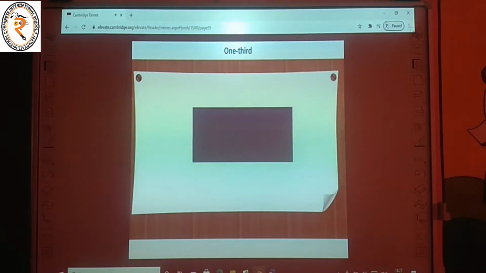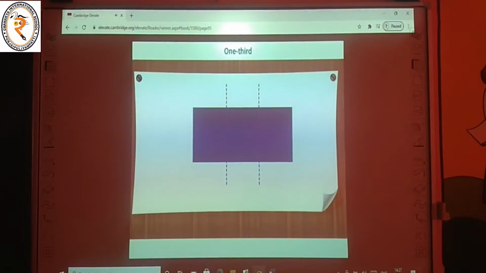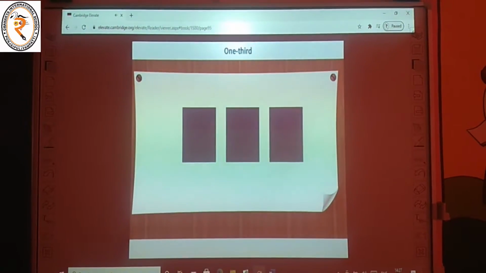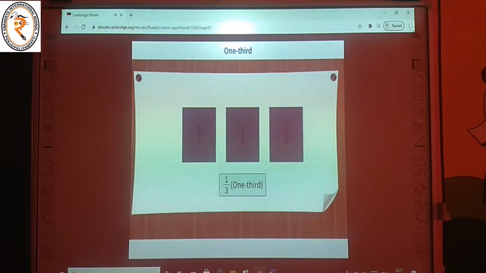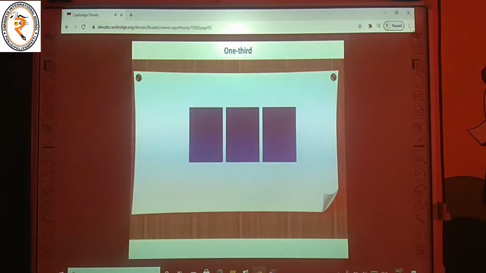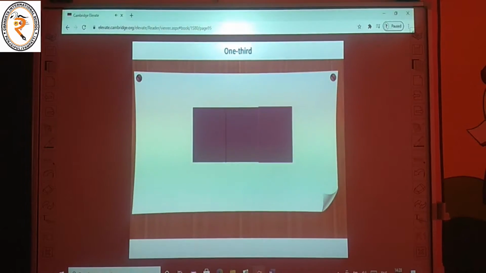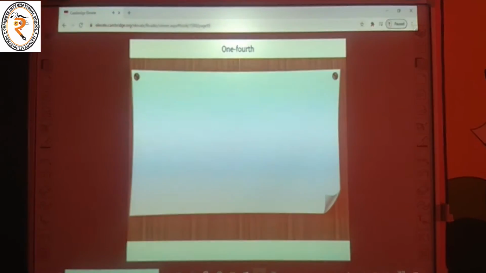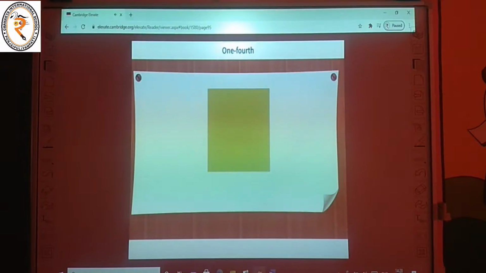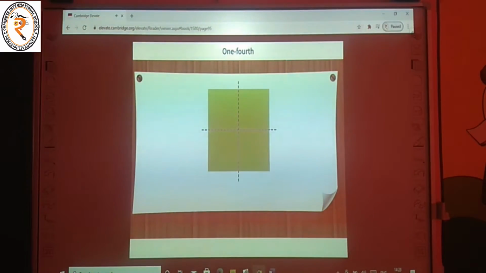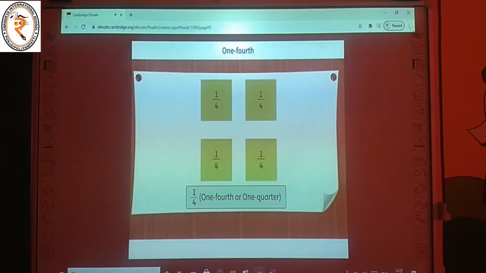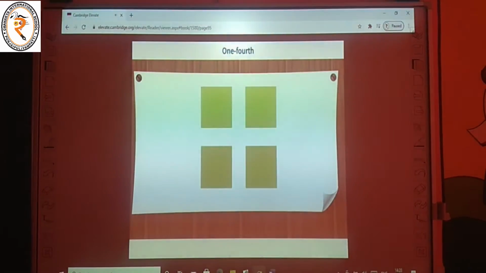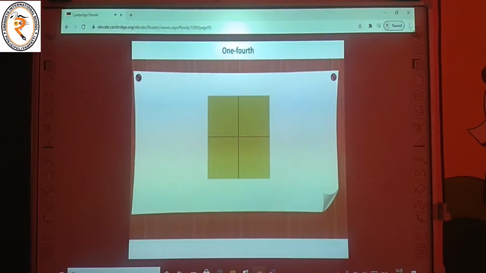1/3. When a whole object is divided into three equal parts, then each part is called 1/3. It is written as 1/3 and read as one third. 1/3 is one part out of three equal parts of a whole. 1/4. When a whole object is divided into four equal parts, each part is called 1/4. It is written as 1/4 and is read as one fourth or one quarter. Quarter is one part out of four equal parts of a whole.